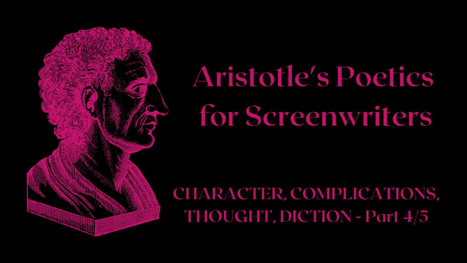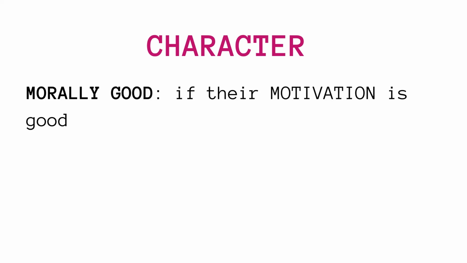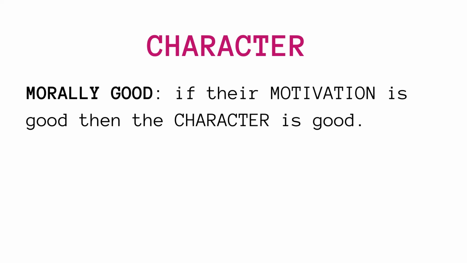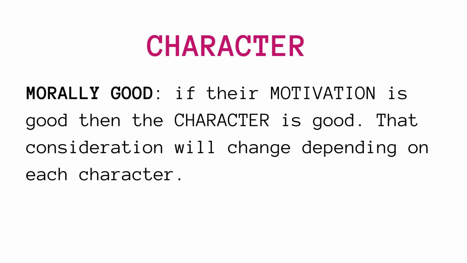Character, thought, diction, complications into denouement. Character. For character, there are 4 things that they should try and be. 1. Morally good. If their purpose is good, then the character will be good. But what is considered good will change depending on each character.